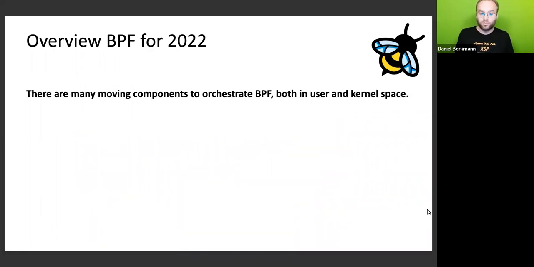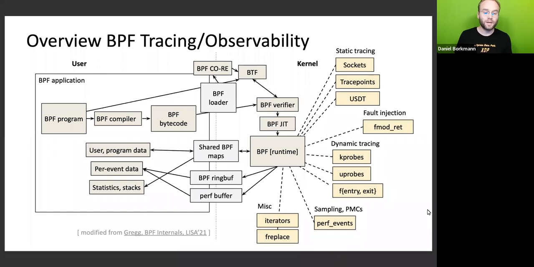So in 2022, there are lots of moving components to orchestrate BPF, both in user space and in kernel space. In user space, you have your application that holds, as I mentioned earlier, the program. It gets compiled into bytecode. That has to be loaded into the kernel through a loader. There's BPF Type Format, which helps with the verification and the description of data structures. And it's also used by the verifier. And the verifier makes sure it's safe.